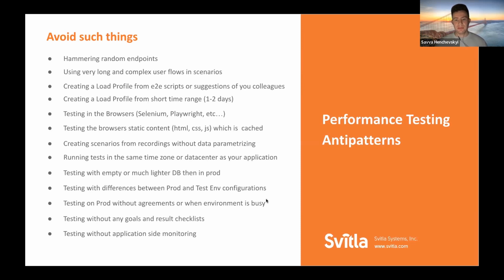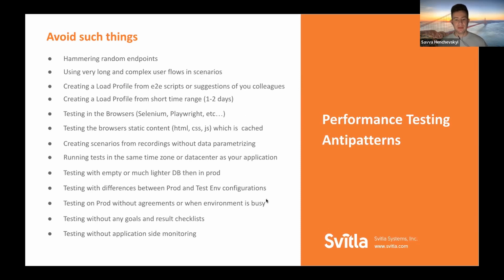Testing with differences between production and test environment configurations. The test will show you wrong problems and bottlenecks in the system when the production and test environments don't have the same hardware or architecture configurations. The difference could be just in the number of scaled services. So your production and test environment should have absolutely the same configurations of the hardware, of the load balancers, of the databases.